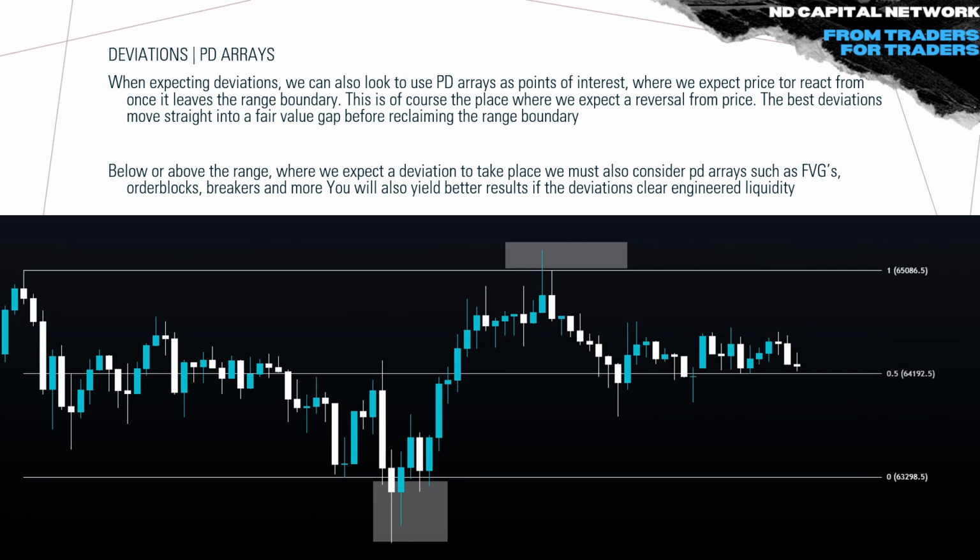So below or above the range where we expect deviation to take place, we must also consider previous day arrays such as FVGs, order blocks, breakers and more, and you will also yield better results if the deviation clears engineered liquidity. So in this place, engineered liquidity. Also looking into the order flow in Exocharts, we could clearly see down here we had a bunch of shorts opening, here we had a bunch of longs opening. So this is the way it looks.